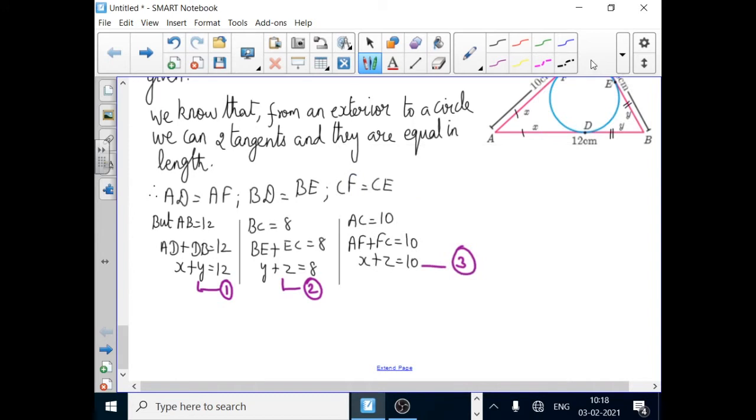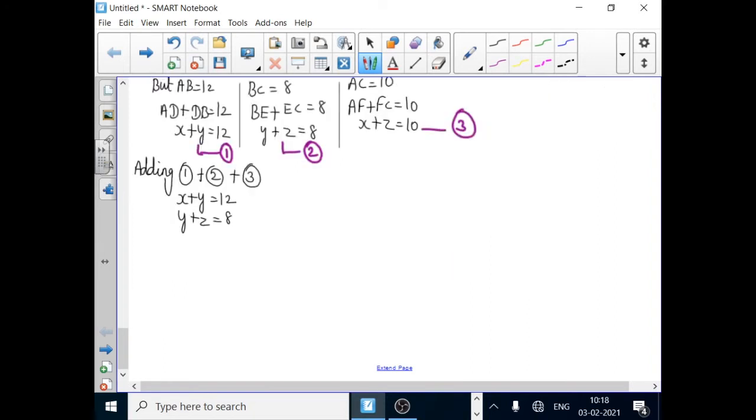Adding 1 plus 2 plus 3. We write the equations one by one. x plus y is equal to 12, the first equation. y plus z equal to 8, the second equation. Third equation, x plus z is equal to 10. We use the same method. This method we used in 9th standard also.